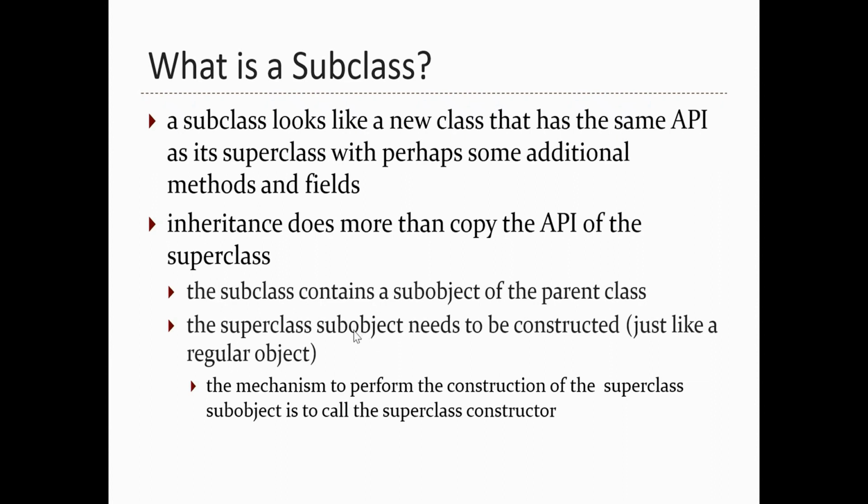What actually happens is your subclass object actually contains a subobject of the parent class type. So inside every stopping counter is a counter object. Inside every string object is a big O object. Inside every point2 object is a big O object. That superclass subobject needs to be constructed. It's an object, so it has to be initialized. How do you initialize any object in Java? Well, you call a constructor.